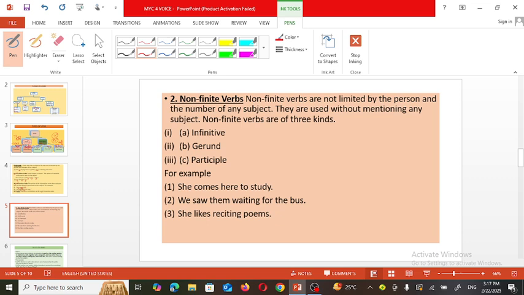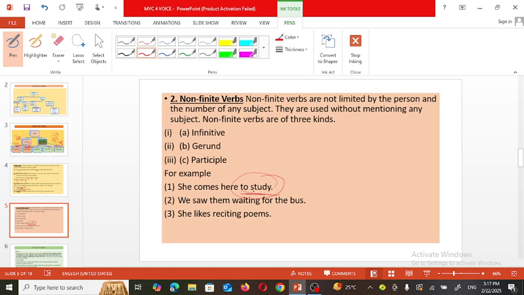Non-finite verb. Non-finite verbs are not limited by the person and number of any subject. They are used without mentioning any subject. For example, she came here. And for what? To study. To study is the verb.